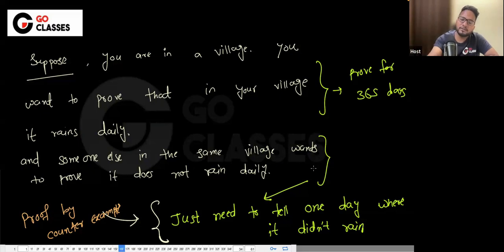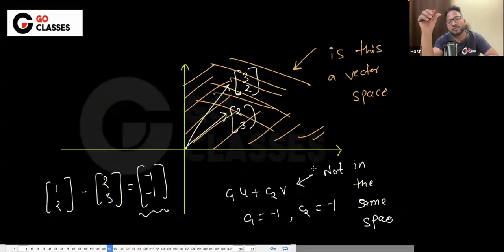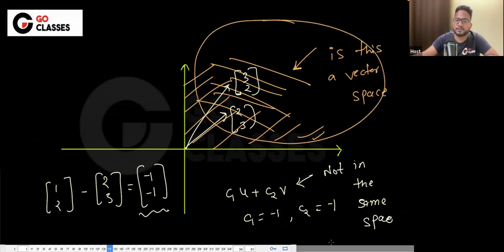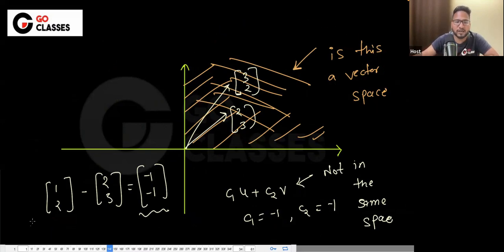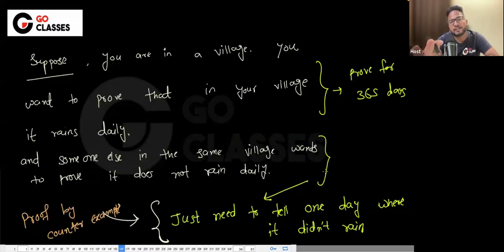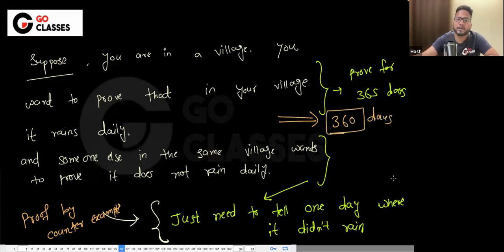So similarly here, if you want to prove that this is not a vector space, or disprove that it is a vector space, whatever English you want to use, just give one counter example. This is enough. That's all. Let's suppose this particular person is able to give 360 days of examples. Is this enough for that person? The person says that okay, for 360 days there is rain. Obviously not enough, right? The person has to prove for 365 days.